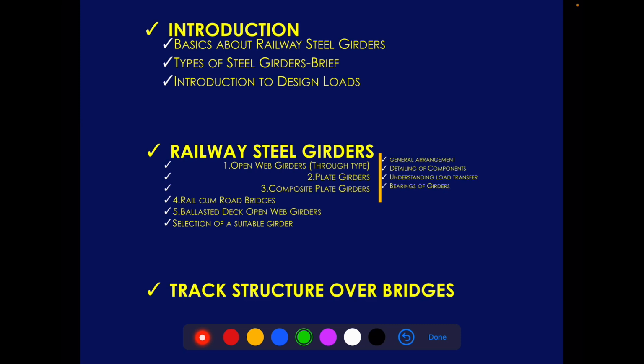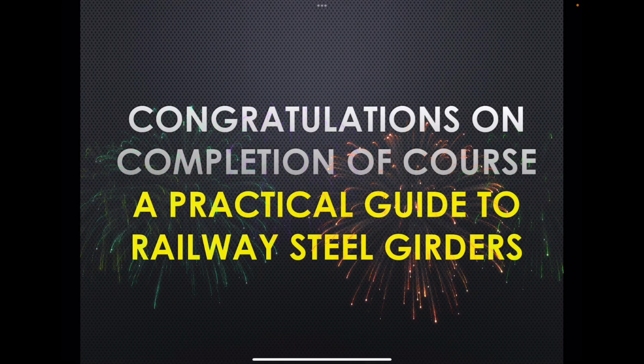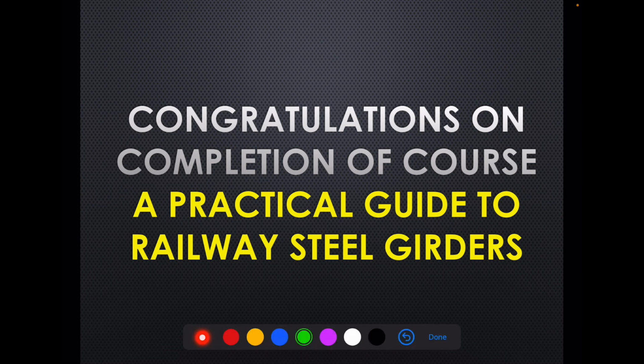So with this, we have understood the track structure over bridges. Now we have completed the introduction part. Then we have seen what the various types of railway steel girders are. And now we have completed the track structure over bridges. So, congratulations to all of the attendees for successfully completing this course, A Practical Guide to Railway Steel Girders.